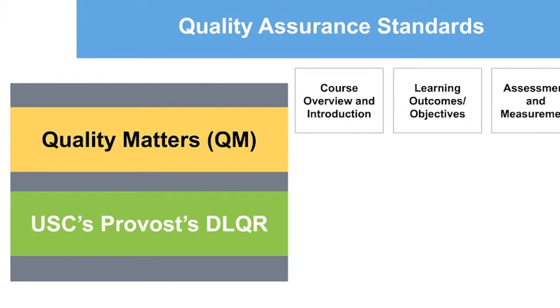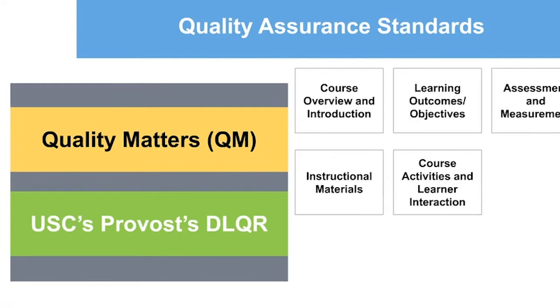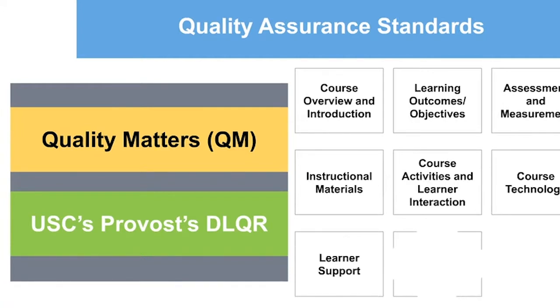The course overview and introduction. The course overview and introduction includes guidance in giving students all the information they need to be successful in the course. The learning outcomes and objectives let students know what measurable skills they should master by the end of the course. Assessment and measurement guides the development of meaningful assignments and assessments that measure student progress toward the learning objectives. Instructional materials should be a variety of current and course-appropriate materials that clearly support the learning objectives. The course activities and learner interaction are learning activities that should promote the achievement of the course objectives and provide plenty of opportunity for students to interact with each other.